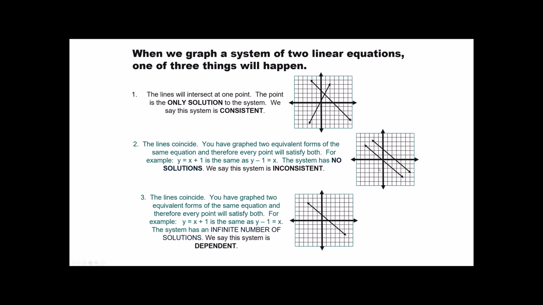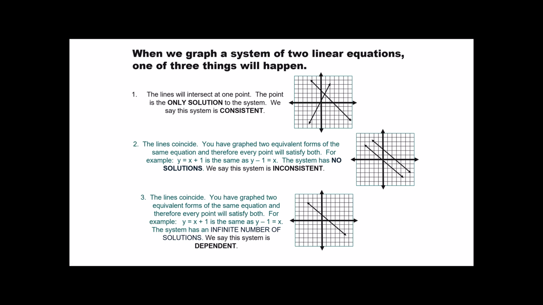You'll notice that you could have 2 lines that end up being parallel. Those are lines that have the same slope but different y-intercepts. If they are parallel, they will not cross at all. They will have no solutions. We call those inconsistent. The last thing that could happen is you could have the exact same equation written 2 different ways. When you graph those, since they're the exact same equation, you get the exact same line, and you will get an infinite number of solutions, meaning everything that works in the first will also work in the second. We refer to those as being dependent.